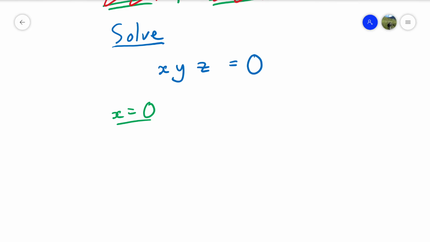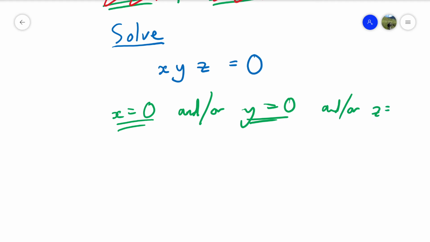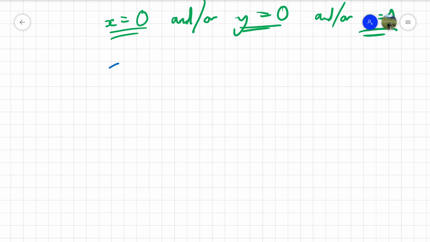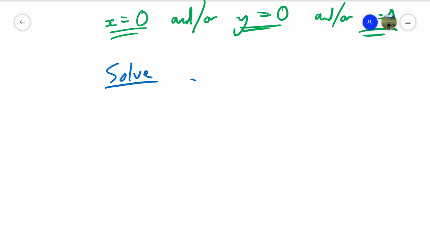x equals 0 and or y equals 0 and or z equals 0. There we go. Next. Have a go in your own time. See you back here in a minute.